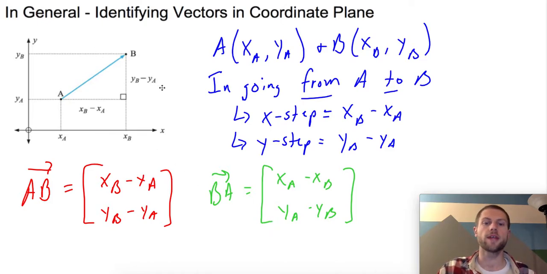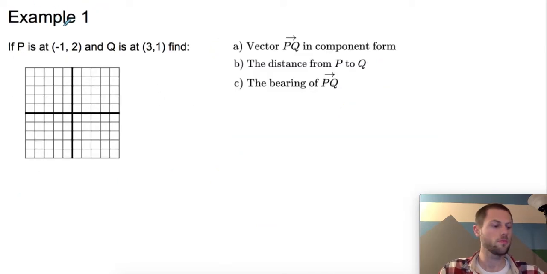All right, so that's the generalities. Let's talk about some examples. I'm going to give you a couple of points, and I want to find all kinds of stuff about the vectors between these two points. So let's go with plotting these points. P is at -1, 2. Here is P. And Q is at 3, 1. And I'd like to find vector PQ in component form. So this is vector PQ right here.